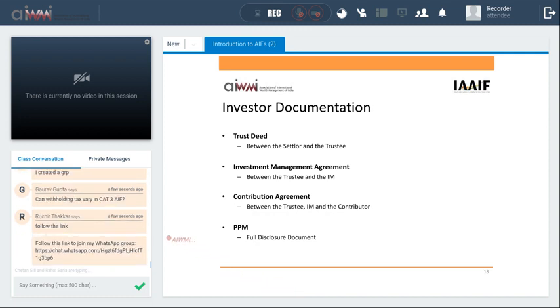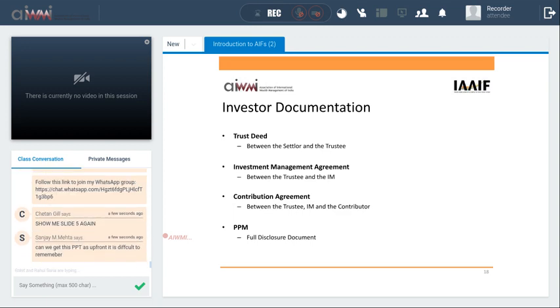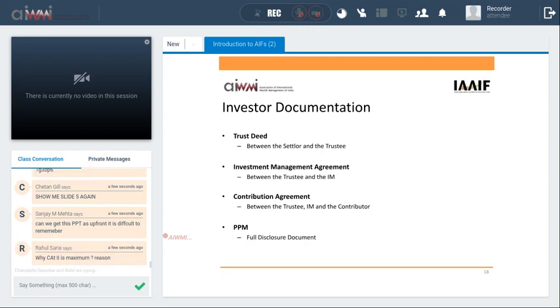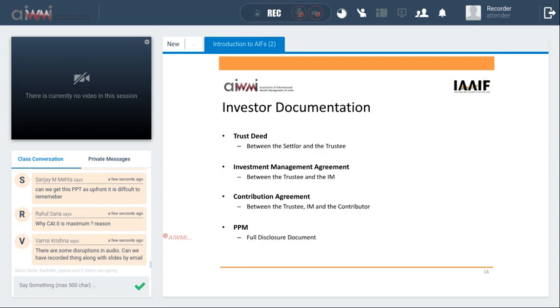Can withholding tax vary in category 3 AIF? So category 3 AIFs do not have any withholding specified as per the Income Tax Act. So the withholding for the category 3 AIF can differ, and the taxation methodology really depends on the manager, as well as it depends on what is the kind of income that the fund is earning. So there is no stipulated withholding tax specified for the category 3 AIF.